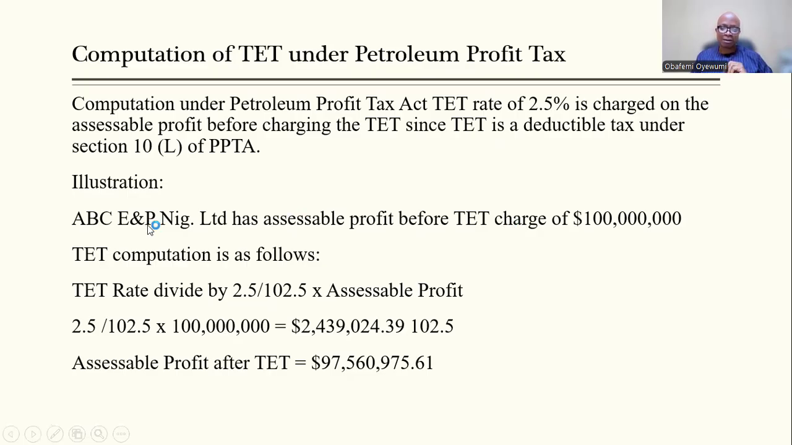ABC E and P Nigeria Limited has accessible profit before tax charge of $100 million. Tax is computed as follows: tax rate divided by 102, that's 100 plus 2.5 (102.5), times accessible profit. So you have 2.5 divided by 102.5 multiplied by $100 million, and at the end you arrive at $2,439,024.39. So the accessible profit after tax is $97,560,975.61.